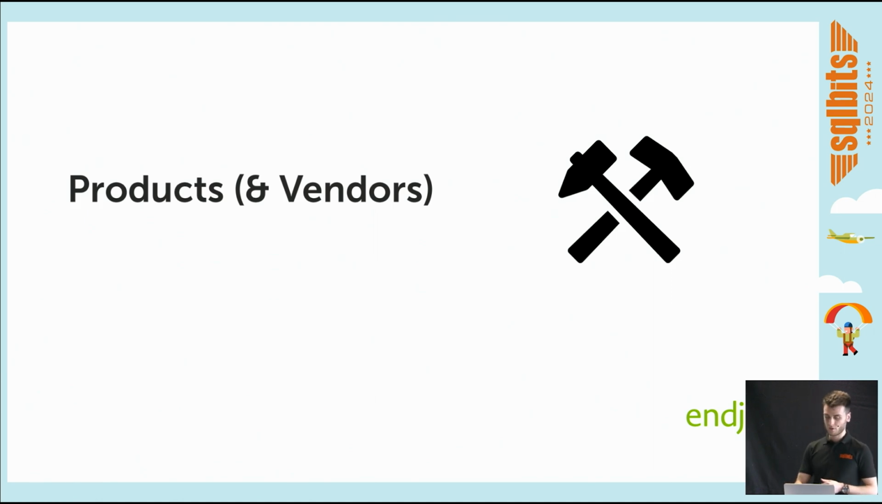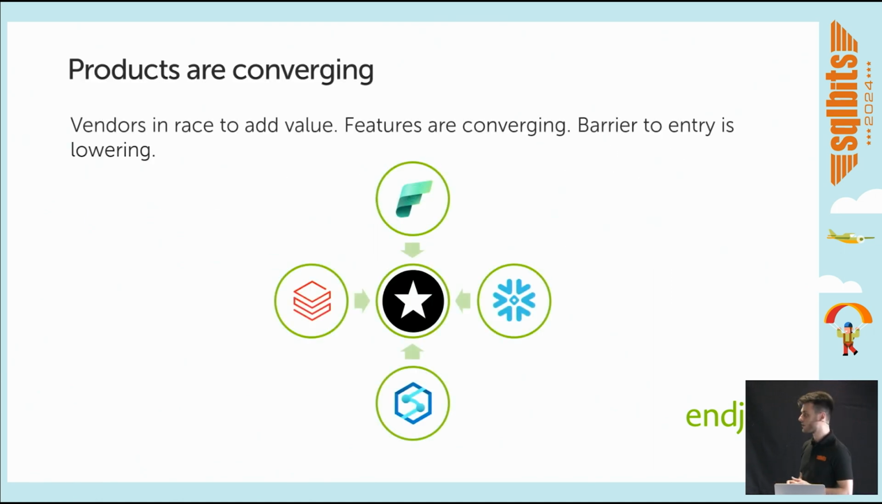So if we think about products and vendors, the first thing I'd say is, in my opinion, the products are converging. The vendors are in a race to add value, and what we find is that features are converging. You'll see Databricks, Snowflake, Fabric, and Synapse all have combined data engineering and data warehousing functionalities now. All of these products are getting AI features. Fabric has Copilot, Databricks has Databricks Assistant, Snowflake is acquiring companies left, right, and center with different AI capabilities. So actually, the importance of getting the product right is lessened because lots of the products are starting to do the same thing.